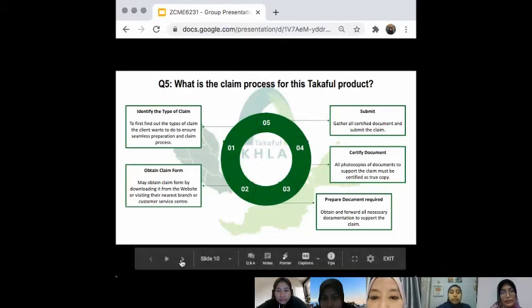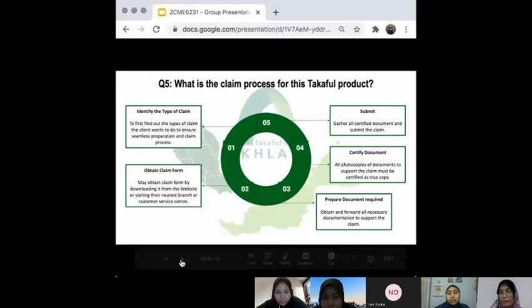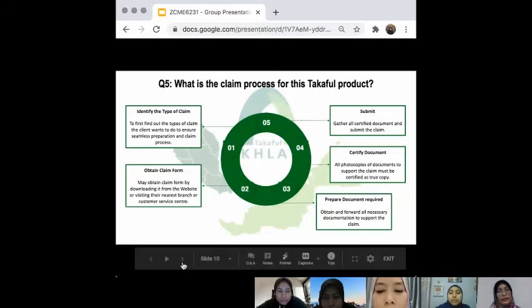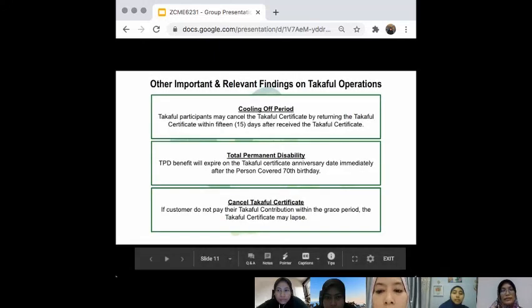Then the last step is the client can submit the form, by gathering all the certified documents and submitting the claim to the department. So that's all from my part. Next, move to the next slide.